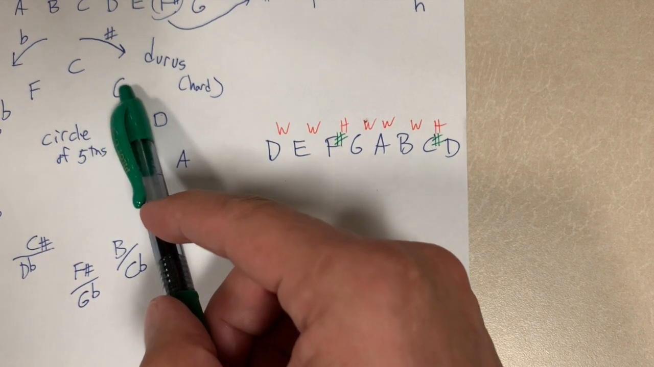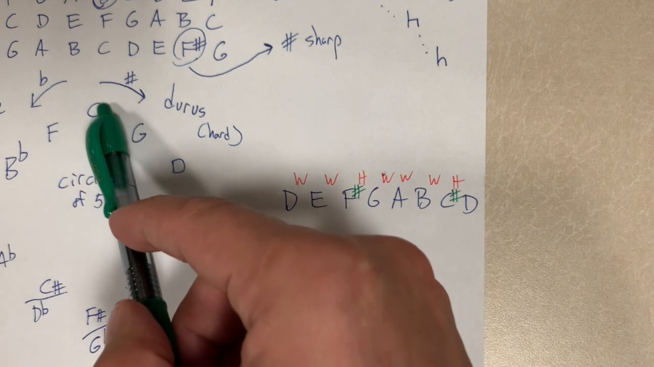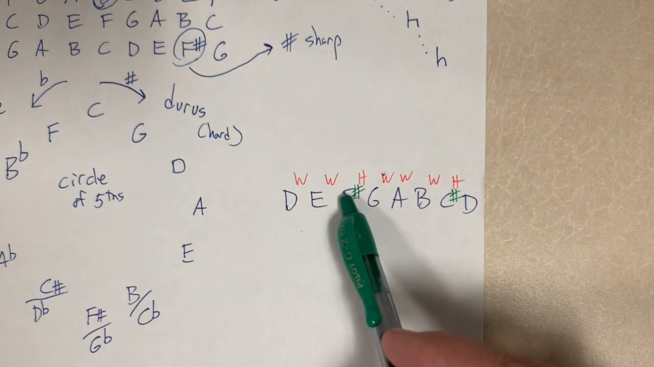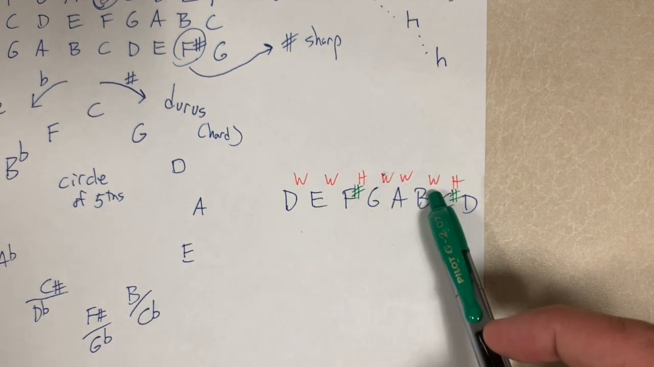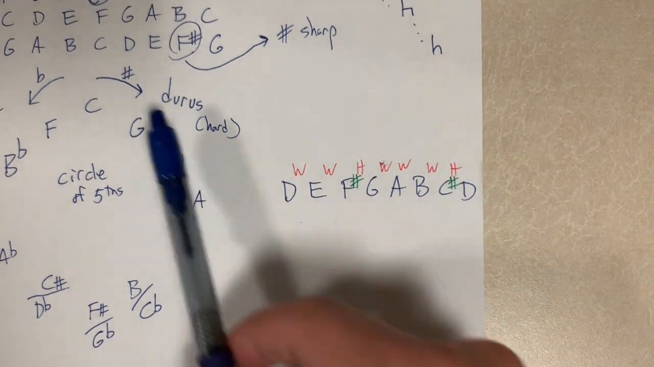right? A G scale only has one different note than a C scale. It only has the F sharp as opposed to an F natural. A D scale has the same F sharp in it, but also has a C sharp. It has 2 sharps. Let's go in the flat direction.